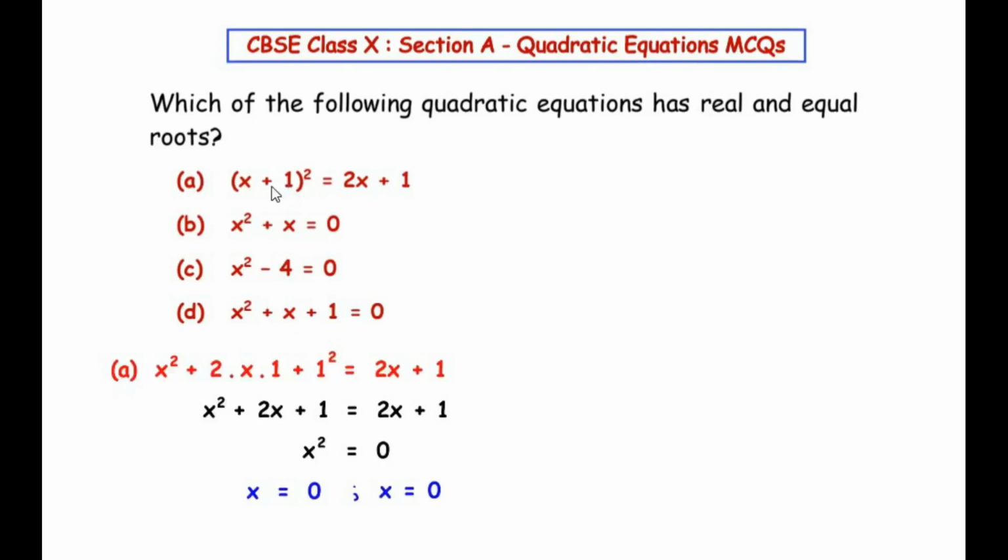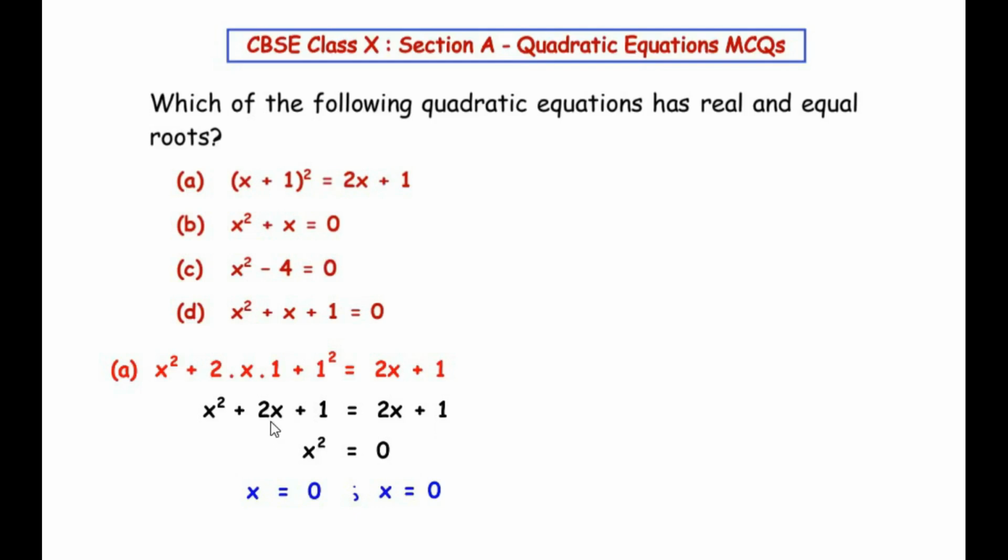Now in option A, x plus 1 the whole square is being expanded by using the identity a plus b the whole square. So this expands as x square plus 2 times x times 1 plus 1 square is equal to, now the right hand side stays the same, that is 2x plus 1. Now simplifying the left hand side, we get x square plus 2 times x times 1 gives us 2x plus 1 square is 1 is equal to 2x plus 1.